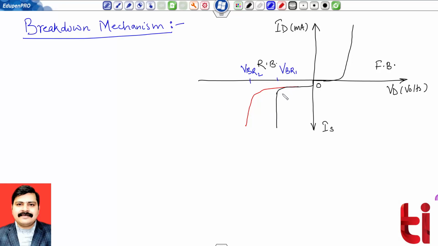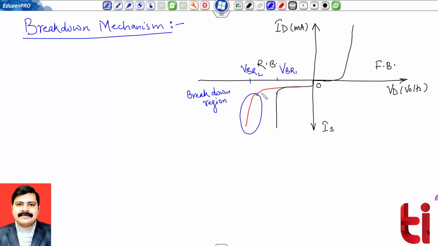So what one can observe in this particular region: as we are increasing the reverse voltage, the current will start increasing and the ordinary diode will be damaged in this particular region. So this is known as the breakdown region.